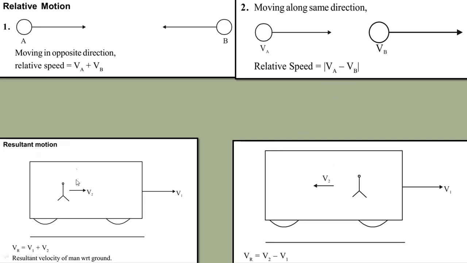So here, resultant motion V1 V2. Here, resultant motion V1 V2 in opposite direction: Vr is equal to V2 minus V1. The resultant velocity of the man with respect to the ground is Vr is equal to V1 plus V2.